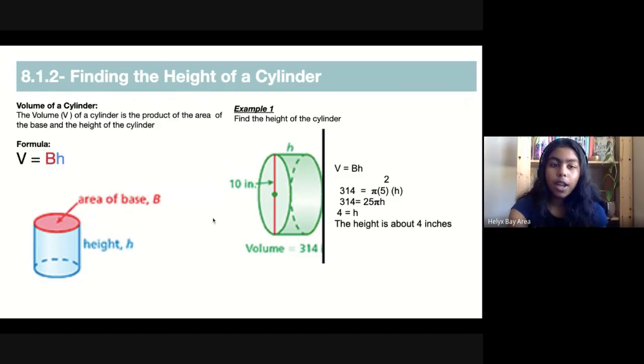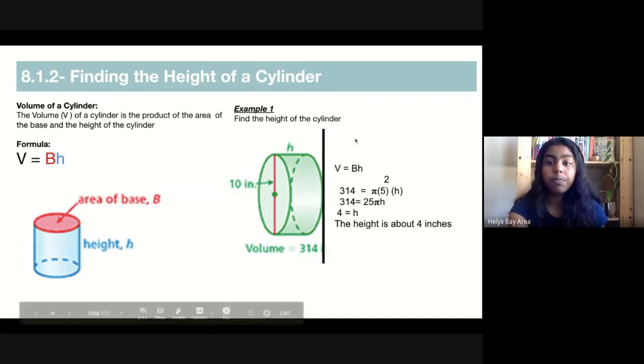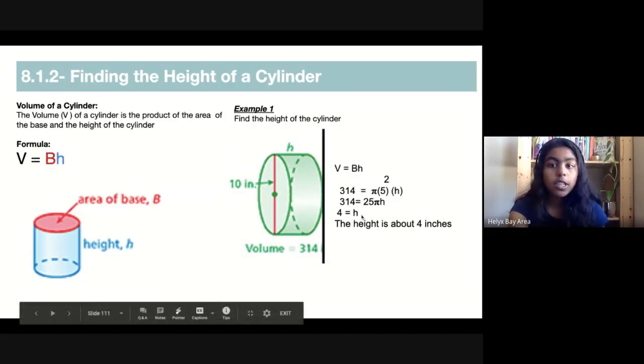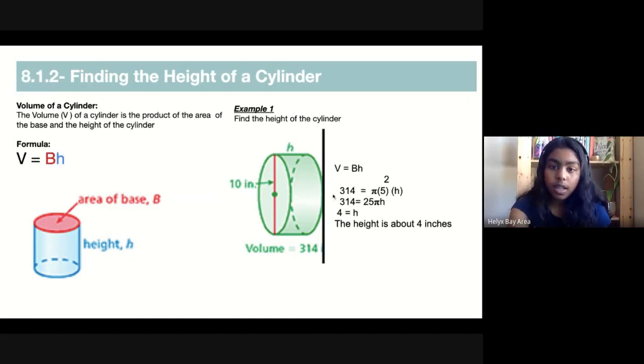Okay, now we're going to find the height of the cylinder. To find the height of the cylinder, we're going to still be using the same formula that we had here, because in this case we're already given the volume of the cylinder. So once again, we're going to substitute the information that we are given back into this formula here, which would be volume equals base times height. In this case, we're already given the volume, and if you look carefully, we are given part of the area.